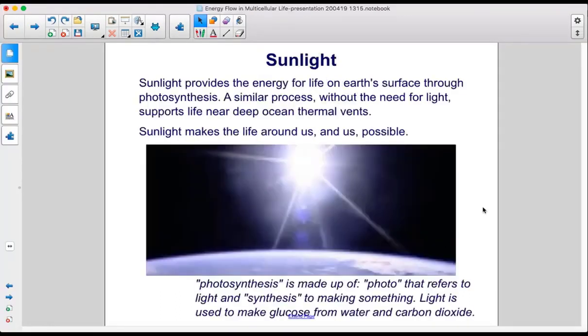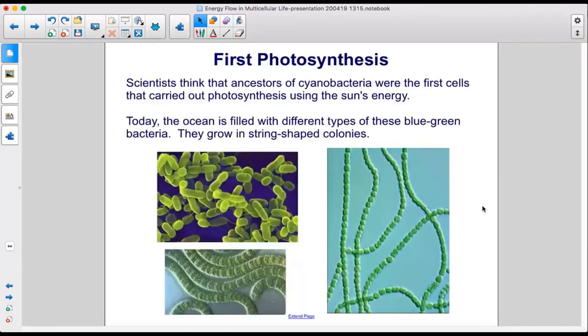Sunlight provides the energy for life on Earth's surface through photosynthesis. A similar process, without the need for light, supports life near deep ocean thermal vents. Sunlight makes the life around us and us possible. Photosynthesis is made up of photo, that refers to light, and synthesis, to making something. Light is used to make glucose from water and carbon dioxide.